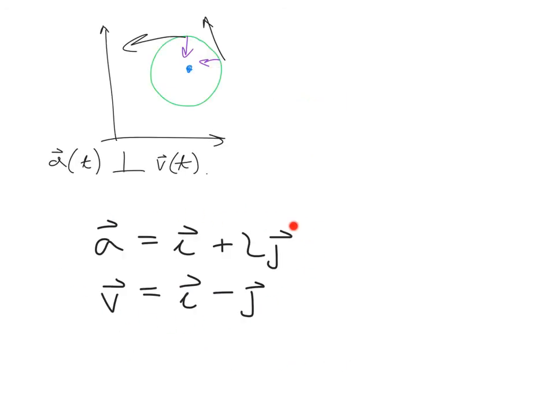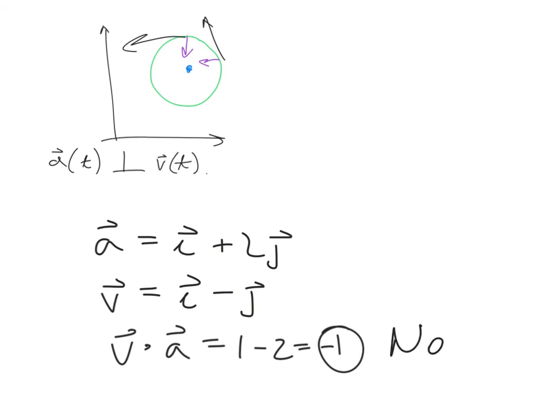Consider these two vectors at a particular time t. So we have a velocity vector and an acceleration vector. Could this particular object be in uniform circular motion? V dot A is equal to 1 minus 2, which is negative 1 here, but we expected these two vectors to be perpendicular for uniform circular motion. So no, this object is not in uniform circular motion.